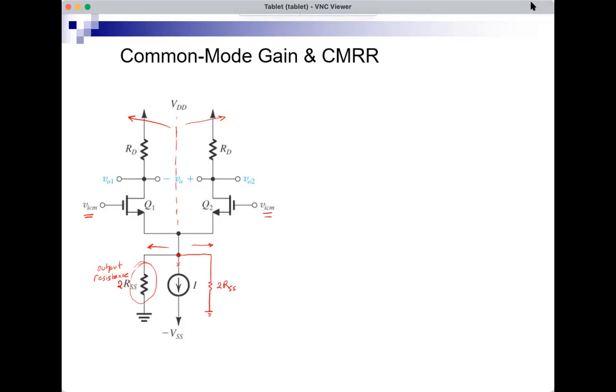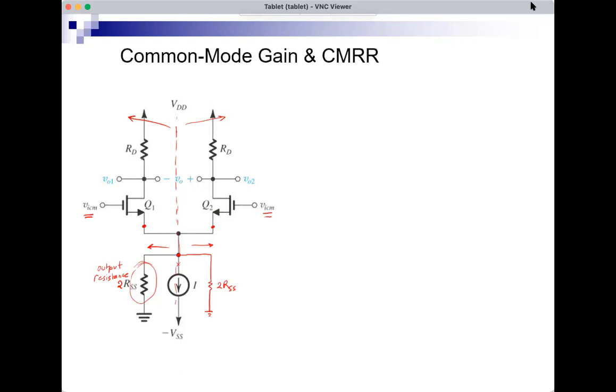So now the half circuit in this case would be RD, Q1, two RSS between the source and ground. And the other half circuit on the right would be exactly the same. RD, Q2, and two RSS between the source of Q2 and ground. Now you may wonder why do we see the two RSS in this case, or the RSS, and we don't see it in the previous slide.